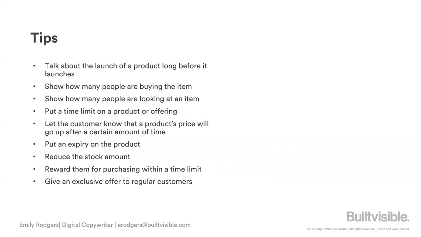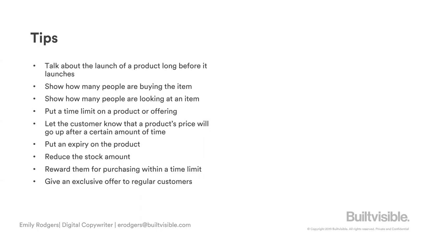So we're just going to run through some tips on how you can apply these different psychological biases to your product pages. The first one is to talk about the launch of a product before it launches. Apple does this a lot. They hype the product up so much that when it's finally launched, people don't want to miss out on buying it first. And then show how many people are looking at an item. This creates the feeling that people currently viewing the product are going to steal it right out from under the user before they've had a chance to buy it. If they see people looking at it, they want to buy it as well.